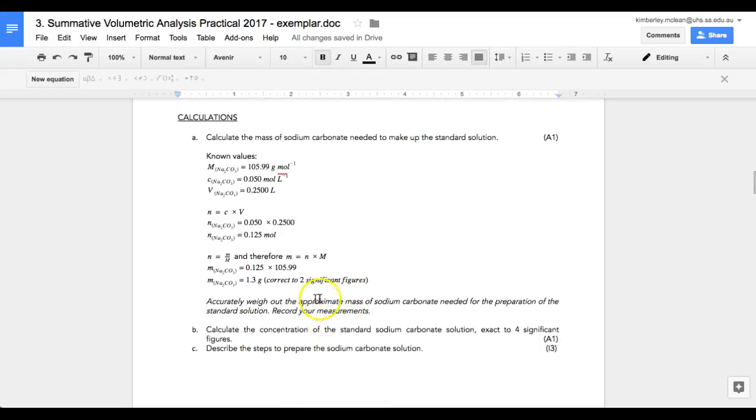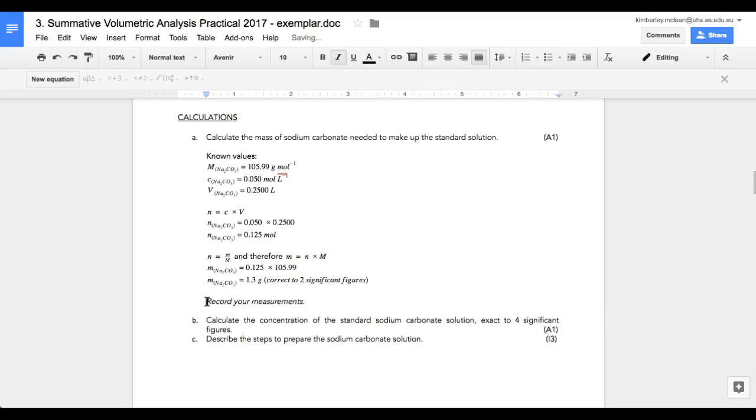However, the next step goes on to say that you needed to weigh out the approximate mass of sodium carbonate needed for the preparation of the standard solution. Accurately weigh out, that is, and record your measurements. So I'm just going to get rid of that instruction. That's not relevant in terms of writing up the report. And I'm simply going to state here: actual mass of sodium carbonate used, and I'm just making up a number at this point in time, 1.324 grams. I'll put that in bold. Okay.